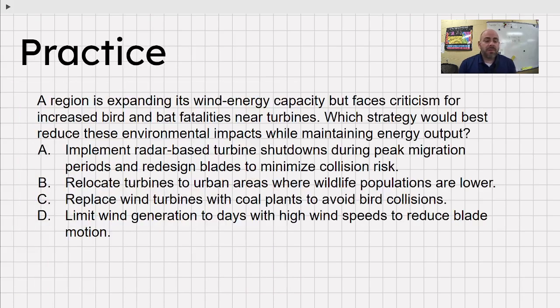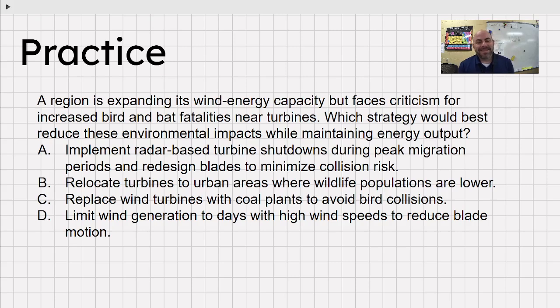Let's look at a practice problem. A region is expanding its wind energy capacity but faces criticism for increasing bird and bat fatalities near turbines. Which strategy would best reduce these environmental impacts while maintaining energy output? So we've talked about some of the mitigation strategies. Let's see if we can find them. Implement radar-based wind turbine shutdowns during peak migration periods and redesign blades to minimize collision risk. This sounds really good. Relocate turbines to urban areas.